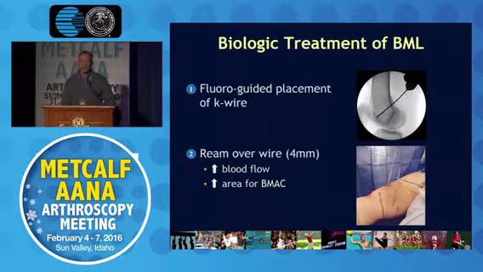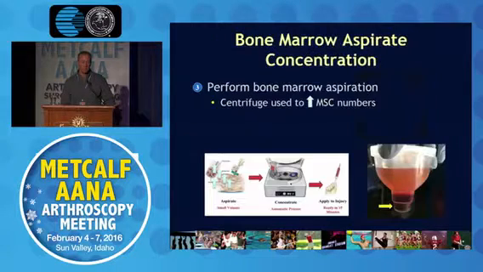So here at the beginning, fluoro-guided placement of K-wires is done until you get to the area just below the cartilage surface. Then typically the K-wire is left in place and the reamer is placed over it to increase blood flow to the area and increase the area that's available for bone marrow concentrate aspirate, if you would like to do that. Typical reaming diameters are around 4 millimeters for this particular type of lesion.